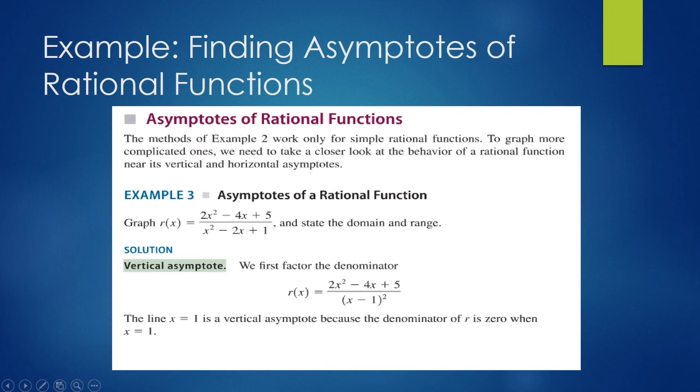Here's another example. So given this function, we want to state its domain and range. We need to factor the denominator, just like the last example. So in this case, it's x minus 2 times x minus 2, or x minus 2 squared. So that means we have a vertical asymptote. We set x minus 1 equals 0. So that means x cannot equal 1. So our vertical asymptote would be x equals 1.